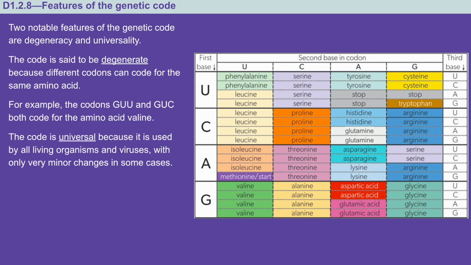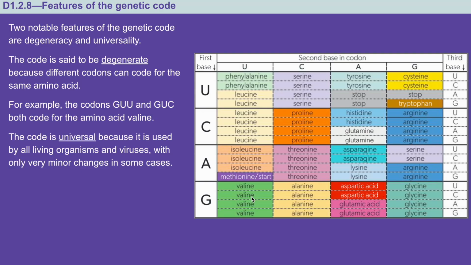Two notable features of the genetic code are degeneracy and universality. So we say the code is degenerate because different codons can code for the same amino acid. For example, the codons GUU and GUC both code for the amino acid valine. So let's confirm: GUU valine, GUC valine. So it's degenerate because multiple codons can code for the same amino acid.